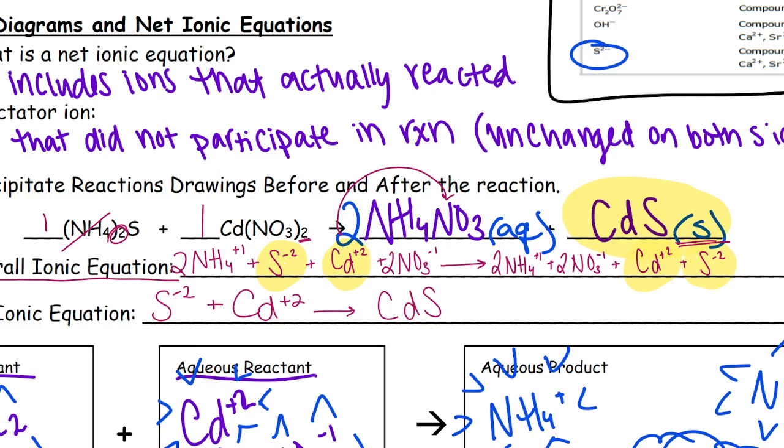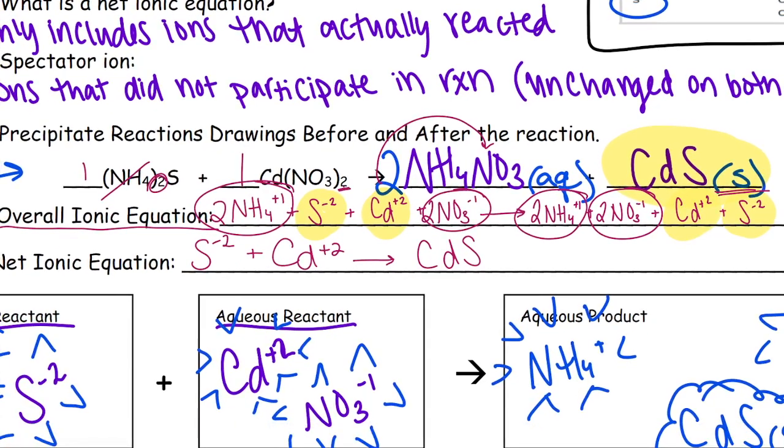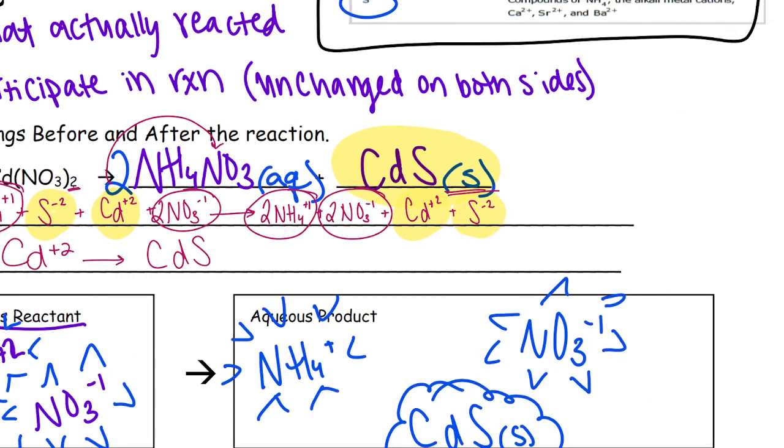Nothing changed about this NH4 plus 1. I had 2 of them on my reactant side in the aqueous state. I'm going to have 2 of these on my product side in an aqueous state as well, so nothing changed about my ammonium. I have 2 nitrate ions on my reactant side. I also have 2 nitrate ions on my product side. Again, still in the aqueous state. Nothing changed about them. So since nothing changed, they effectively cancel out, and so those are considered our spectator ions.